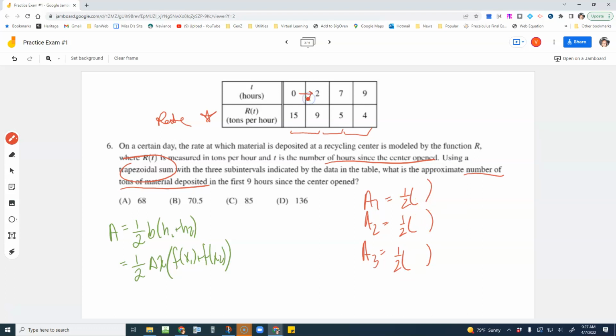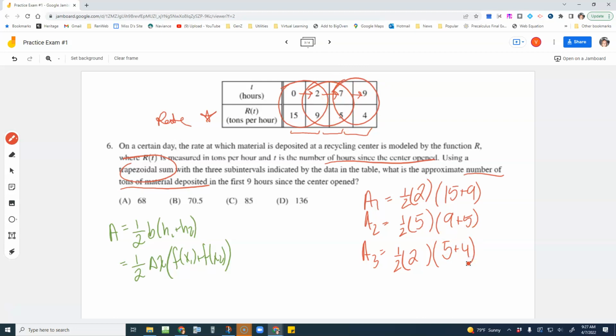The base for the first one is 0 to 2. The base for the next one is 2 to 7. The base for the next one is 7 to 9. Then I need the height 1s plus height 2s, and I just look at each little subinterval and say, oh, it's 15 and 9. Trapezoid uses both. The next one will be 9 and 5. The next one will be 5 and 4.